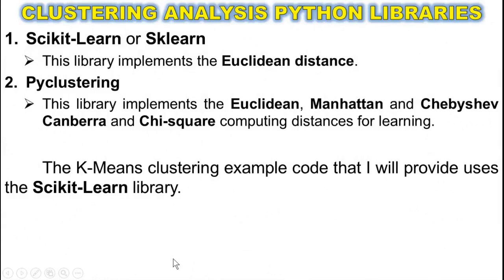Clustering analysis Python libraries. The scikit-learn, or sklearn, library implements the Euclidean distance. On the other hand, the PyClustering library implements the Euclidean, Manhattan, Chebyshev, Canberra, and chi-square distances for learning. The k-means clustering example code that I will provide uses the scikit-learn library.